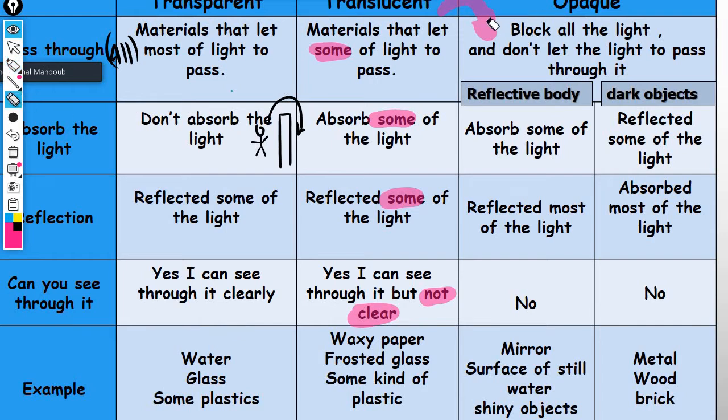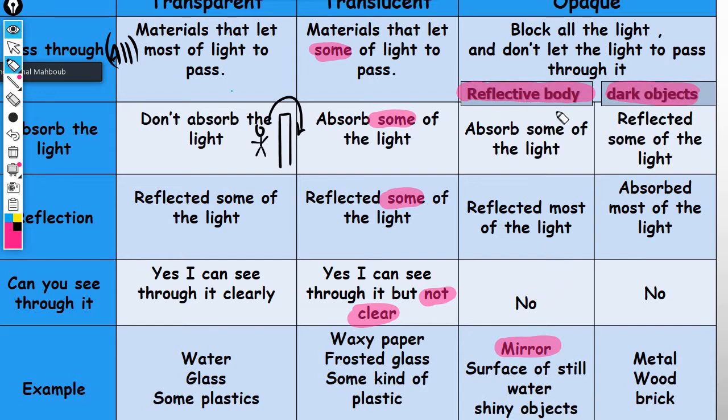What about opaque? We have something new to explain today about opaque. Opaque blocks the light. It does not let the light pass through it. We have two kinds of opaque: the reflective body, like a mirror, and dark objects, like your black jacket.